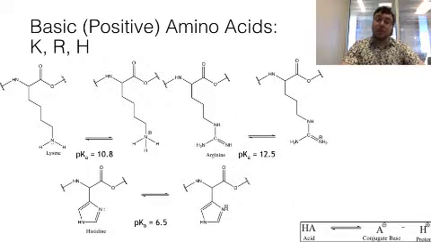Basic amino acids are ones which have an R group that is protonated whenever the pH is below their pKa value. So whenever pH is greater than pKa, the R group is neutral, which is in the conjugate base or A- form. Whenever pH is less than pKa, the R group is positively charged and in the acid or HA form. Lysine and arginine are both positive at physiological pHs, while histidine has the ability to act as a buffer.